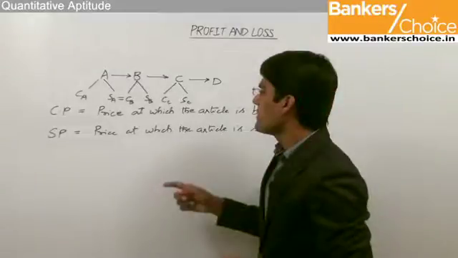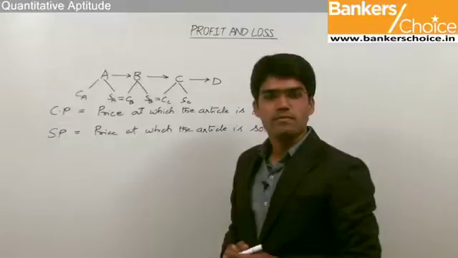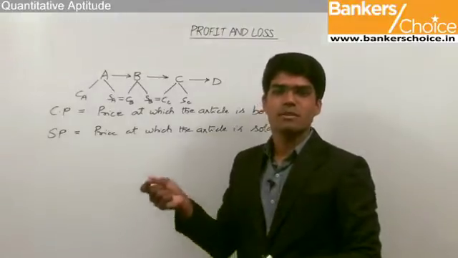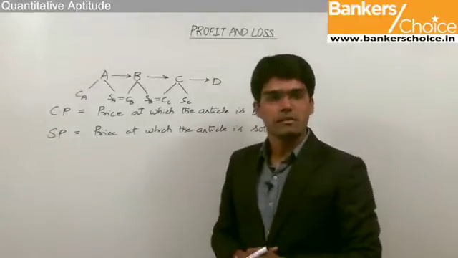Now if you observe here, this is the price at which C bought the article and this is the price at which C will sell the article to D. So again, selling price of B will be equal to cost price of C. So the point to be observed here is always selling price of one person will be equal to the cost price of the next person. So in all these cases, when an article moves from one person to another, selling price of one person will become the cost price of the other person.